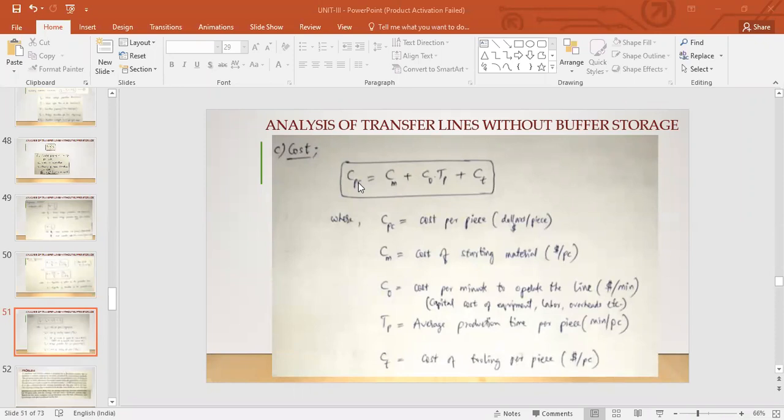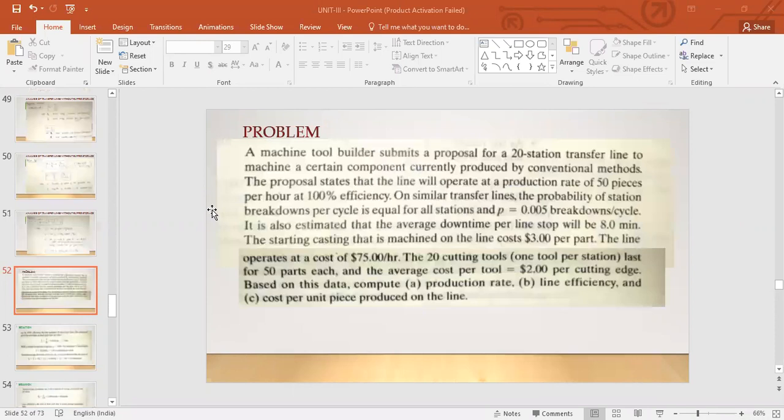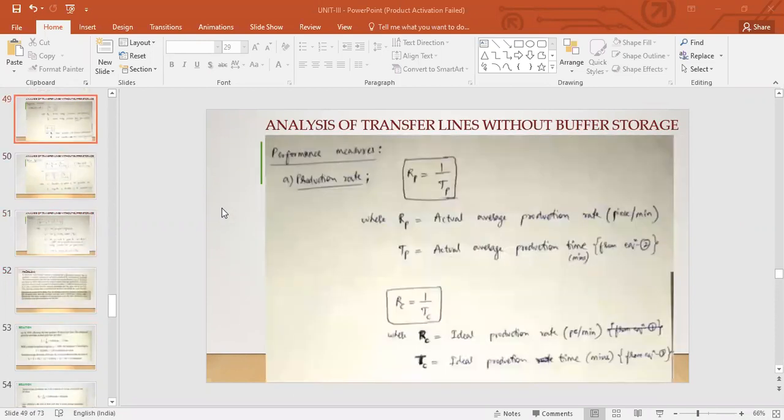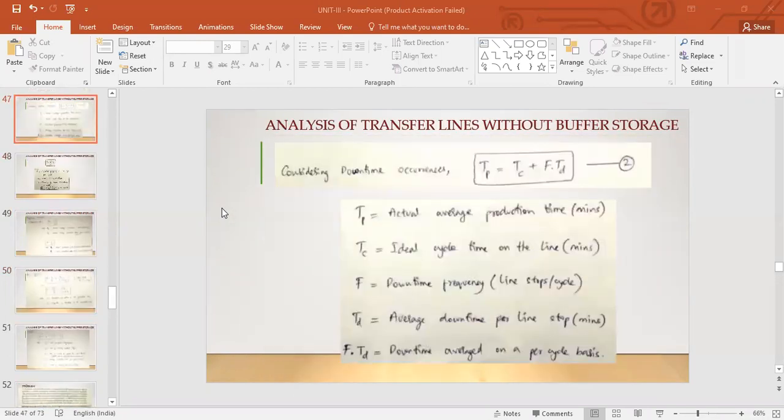Okay, so for example, if I want to manufacture one component, how much is the cost per piece? For every piece I have to spend this much money, it is costing me this much, so that you can decide the selling price and profit and all of that, right? So this is clear? These are the performance measures and all the terminology.